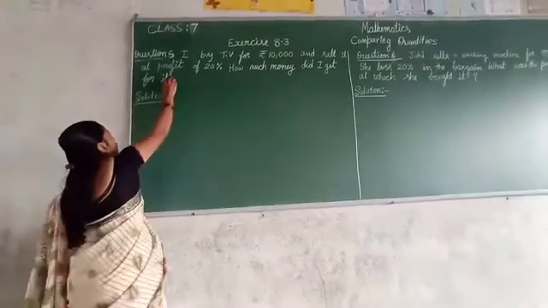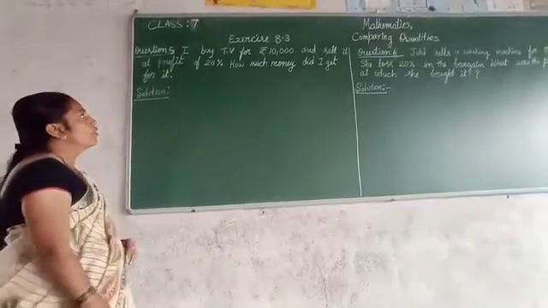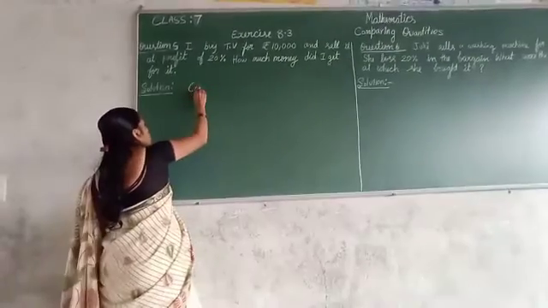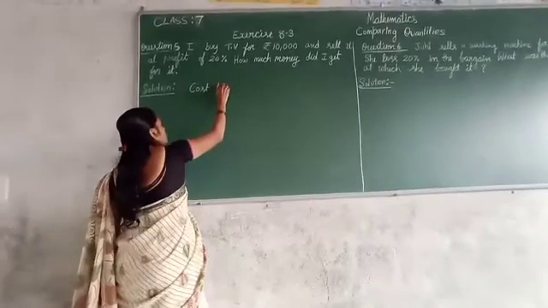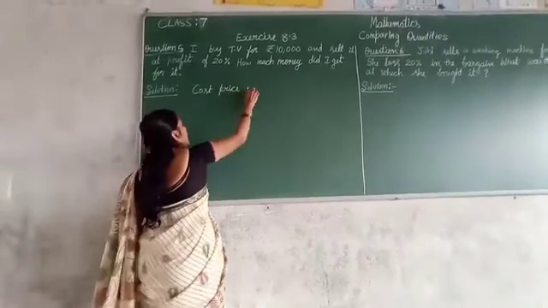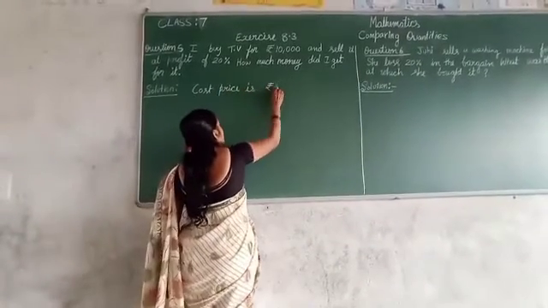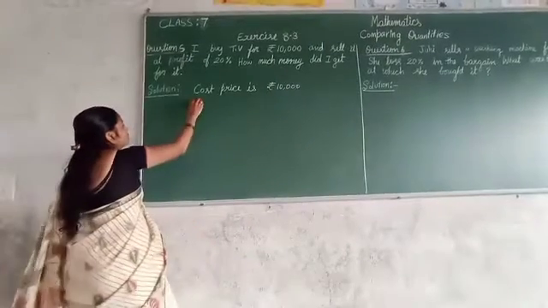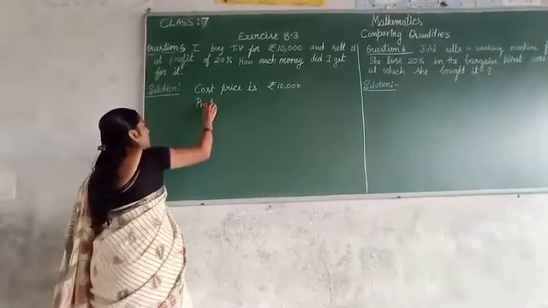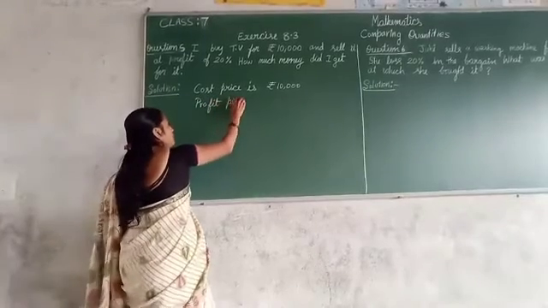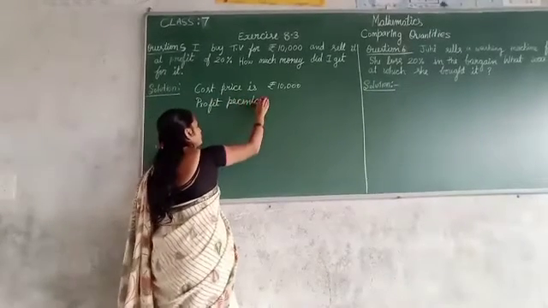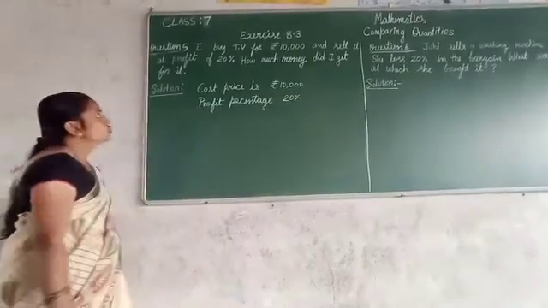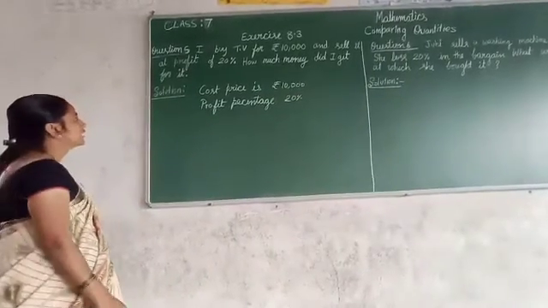So you have to find out what the profit is. I buy a TV for, so buy means cost price. Cost price is rupees 10,000. Given things you have to write. Profit percentage they have given, so let us take down profit percentage. How much percentage? 20%.